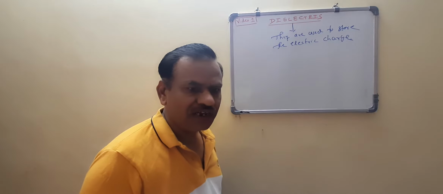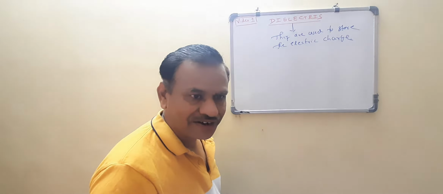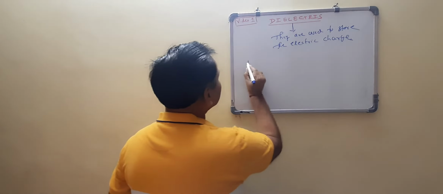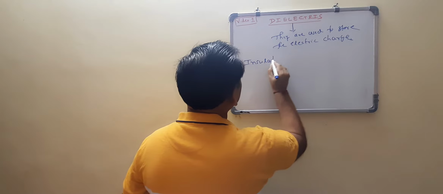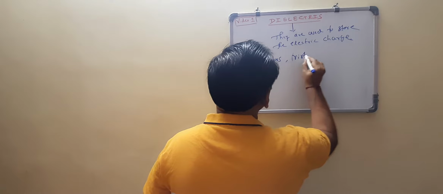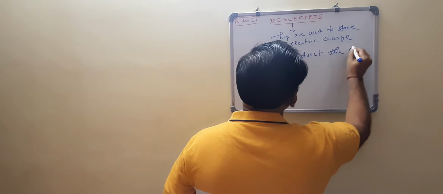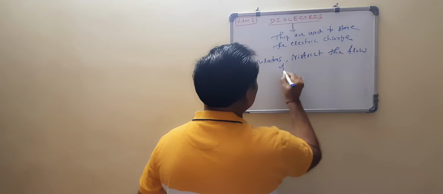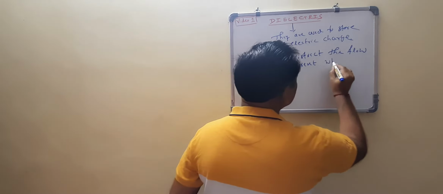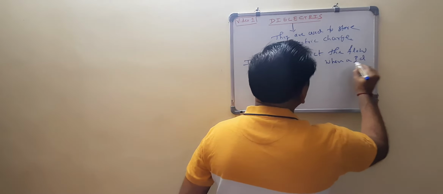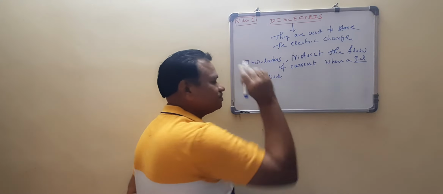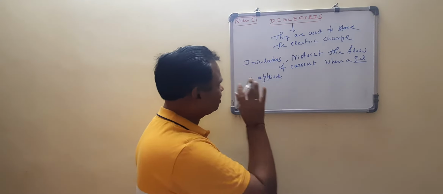Just now I told you, insulators are nothing but dielectrics. But what is the purpose of the insulators? The insulators resist or restrict the flow of current when a potential difference is applied. Please note down that. What is the difference?